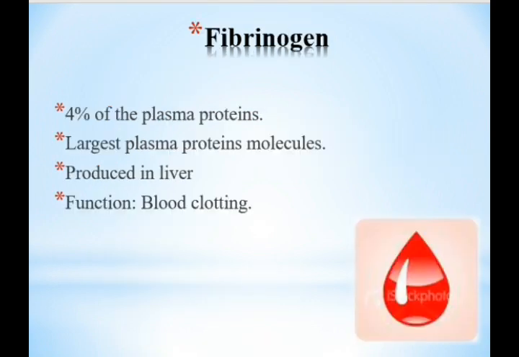Fibrinogen. Fibrinogen will be 4% of the plasma proteins. They are the largest plasma protein molecules, produced in the liver. They are for blood clotting.